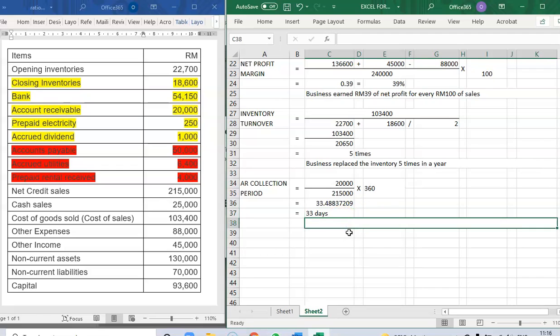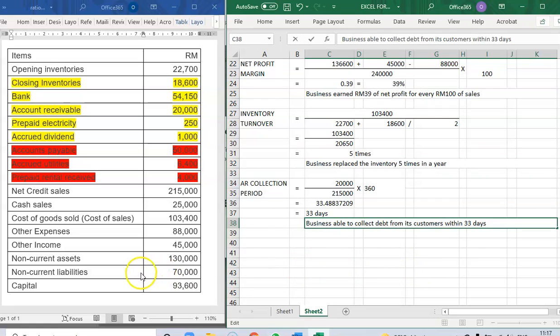So your explanation for this ratio: the business is able to collect debt from its customers within 33 days. The business is able to collect that from its customers within 33 days. That is how you explain the account receivables collection period.